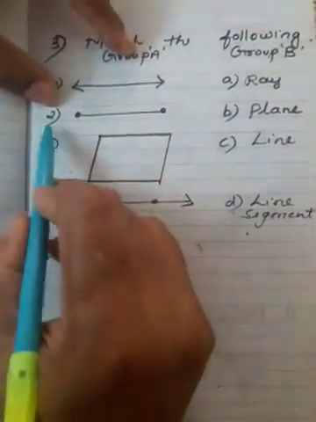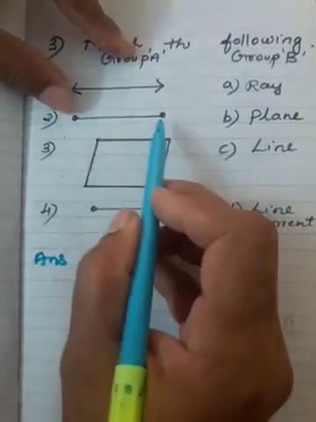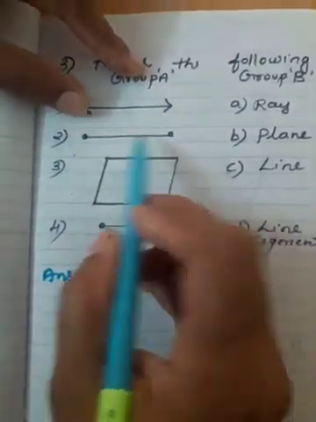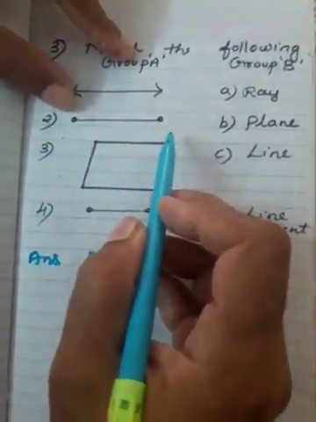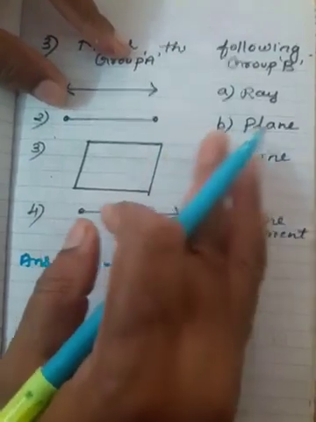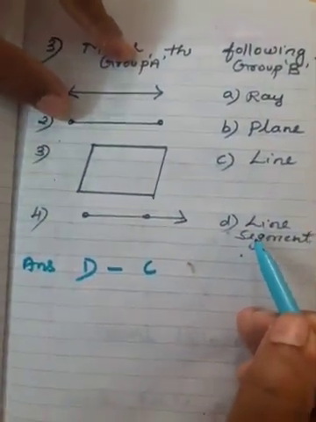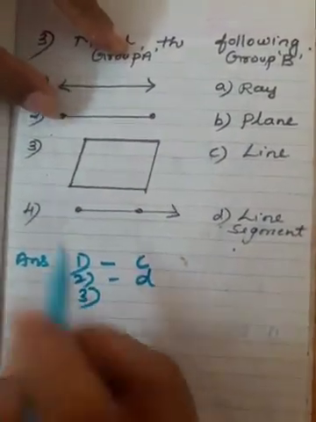Okay. Now look at second figure. Here you can see only endpoints you can see. Correct. So in this figure what arrowhead is not there. So this is a line segment. If there are no arrowheads, then it is a segment. So it is a line segment. Second figure is a line segment. That is D.